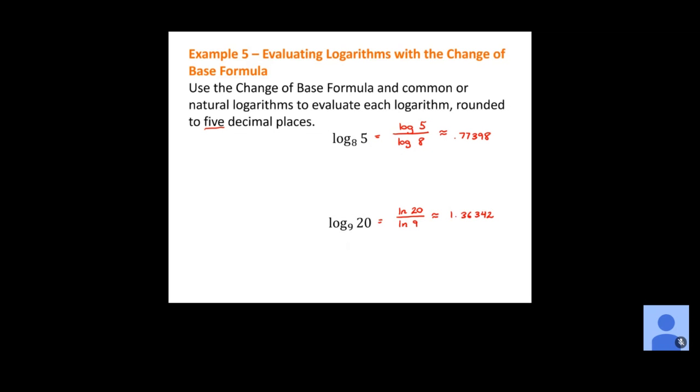And again, if you had done common log of 20 over common log of 9, it would give you exactly the same answer, right? So it doesn't matter what base log you choose, as long as you use the same one in the numerator and denominator. In this case, the 20 has to go in the numerator, the 9 has to go in the denominator.